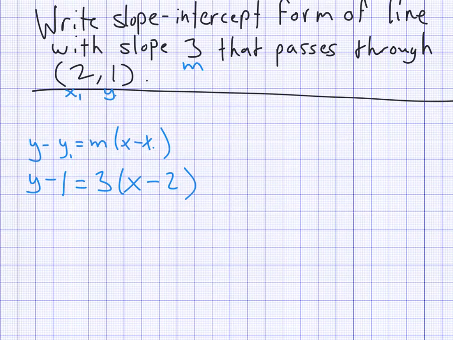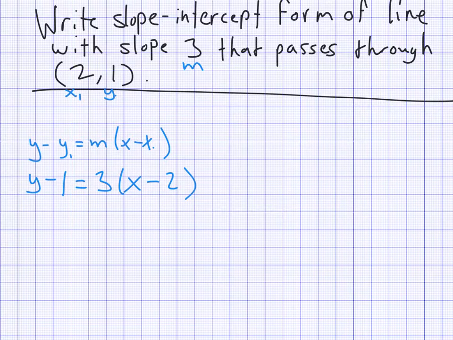Now the good news is this is actually the equation of the line right now. The bad news is it's not in slope-intercept form, and they asked us to write it in slope-intercept form. This is technically in point-slope form. So we have to write this in slope-intercept form now. And I told you in the last video, you can take any equation and write it in slope-intercept form by simply solving for y. So our goal now is just to get y by itself. We're going to have to distribute the 3 to the x and the 2, and then add the 1 to the other side. That's all we have to do to get y by itself.